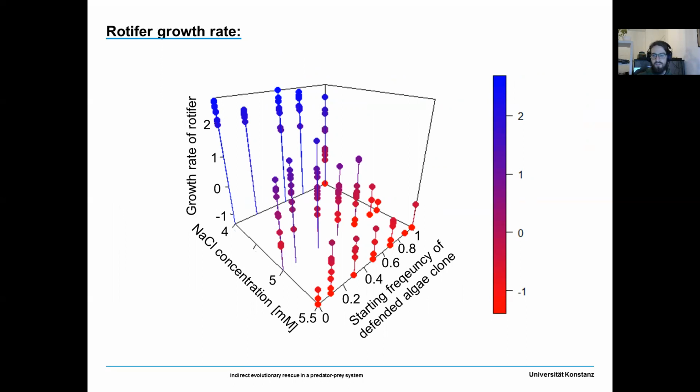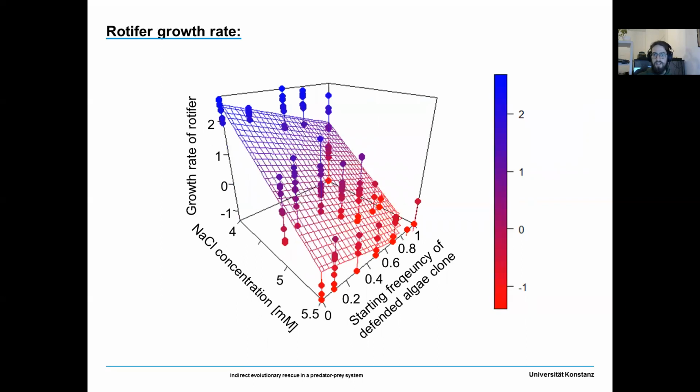But having a high salt concentration always leads to the extinction of the rotifer. If we now add a plane to that, then we can nicely see how a higher frequency of the defended algae clone also leads to a stronger decline in rotifer growth rate. And the most interesting treatment here is the 5 millimolar salt concentration, as we have here partly a high rotifer growth rate. And when we have too high a frequency of defended algae clone, this leads to extinction of the rotifers.